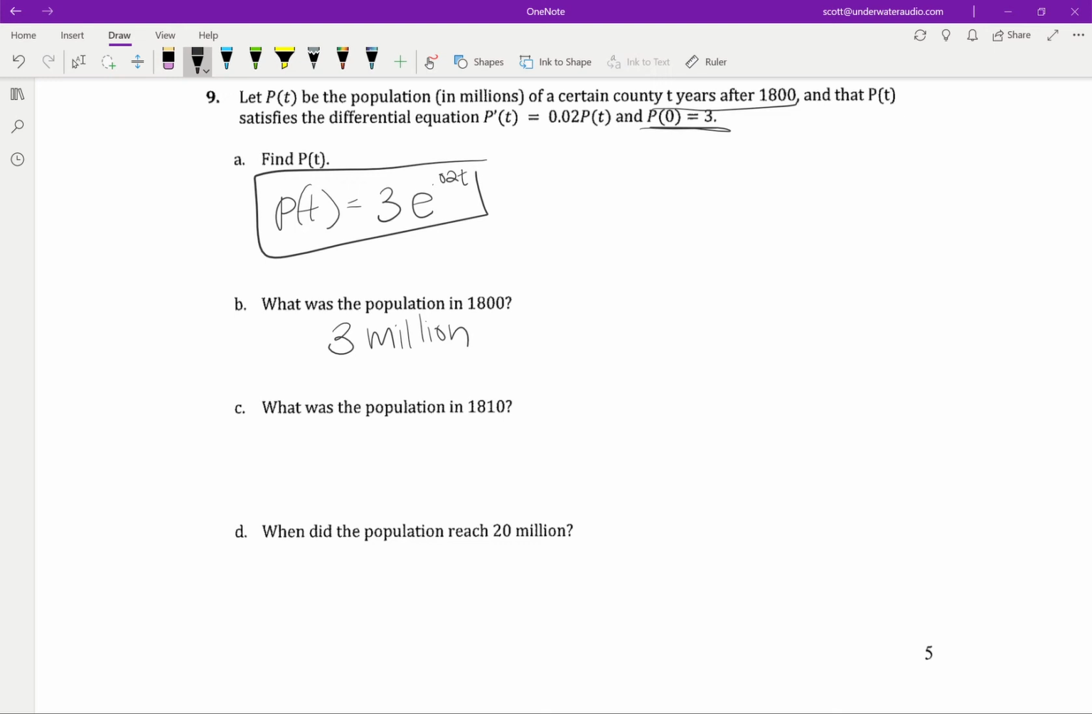So what was the population in 1810? So I'm doing years after 1800. So this is t equals 10. So P of 10 equals 3 e to the 0.02 times 10. Okay, 3 e to the 0.02 times 10 is 3.664, and we aren't going to forget this is in millions.